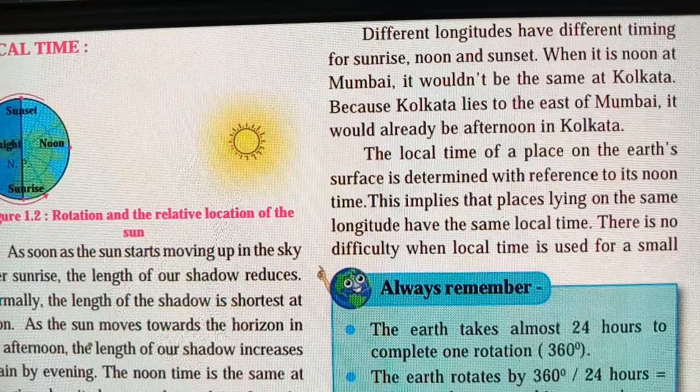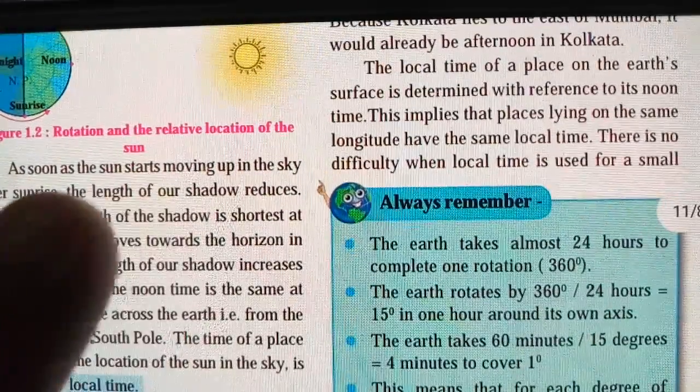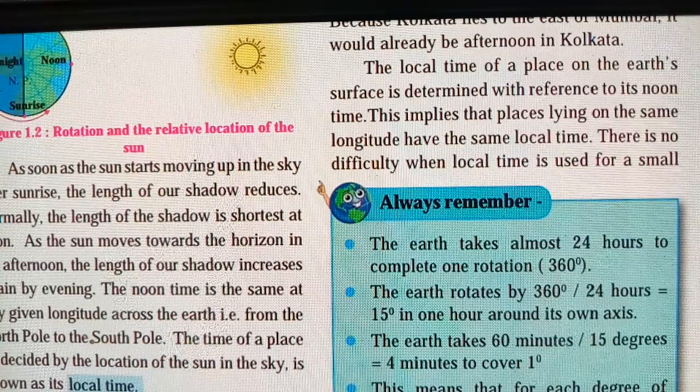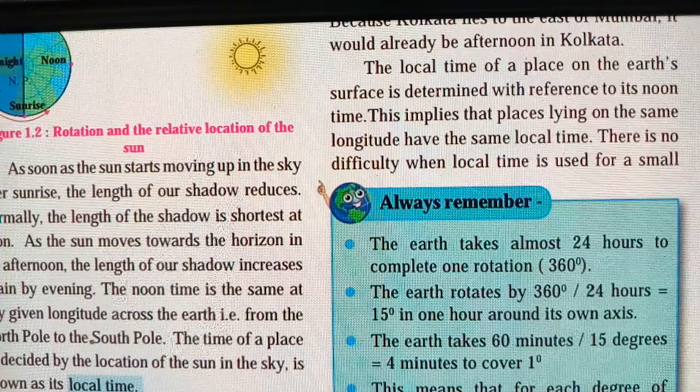The local time of a place on the earth's surface is determined with reference to its noon time. This implies the places lying on the same longitude have the same local time. So as I've already told you, we are having the same longitude in one country, so in the other places you will be having the same local time as compared to our longitude.